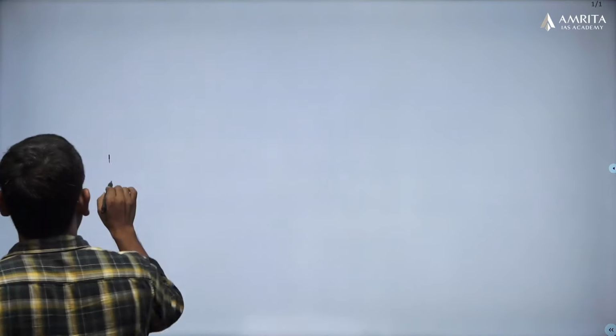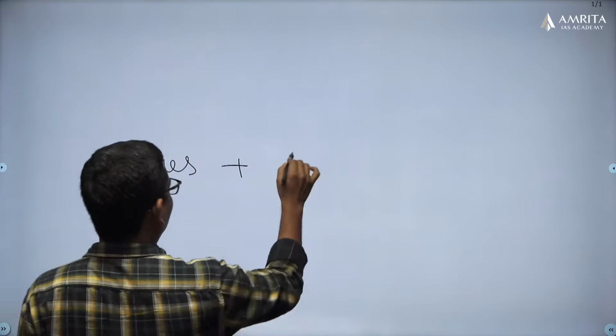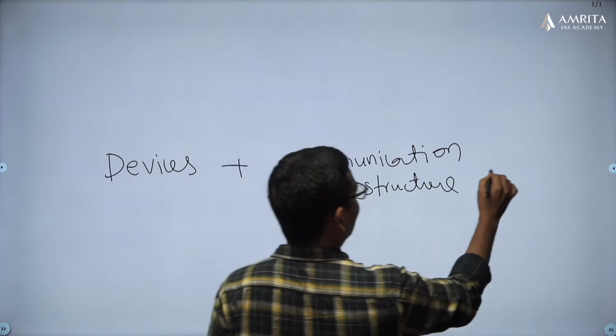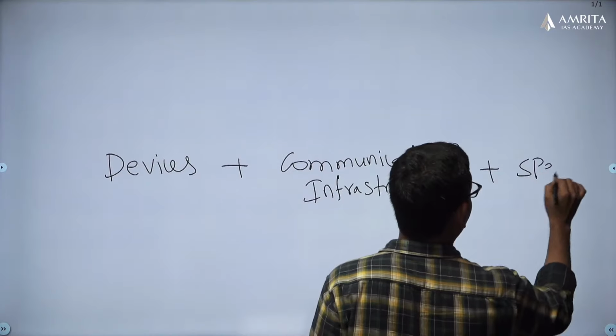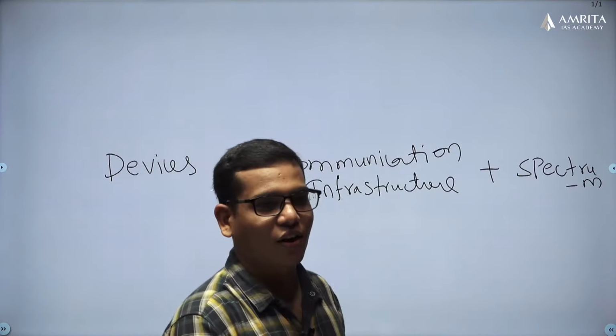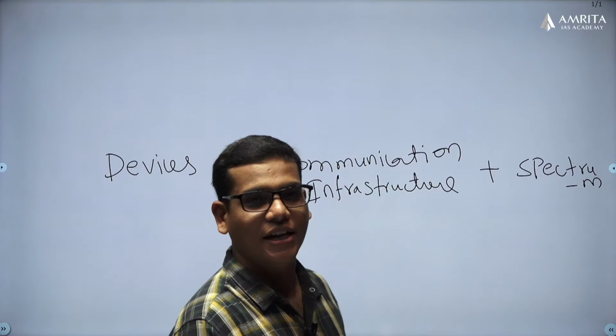Now I will come to another aspect. If you start any new generation technology, there are 3 aspects that you must keep in mind: devices, communication infrastructure, and the third one is spectrum. These are the 3 important aspects of any telecommunication technology.